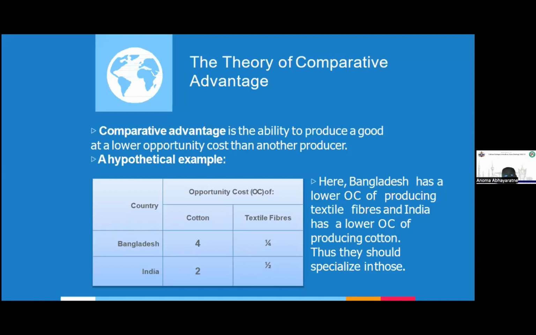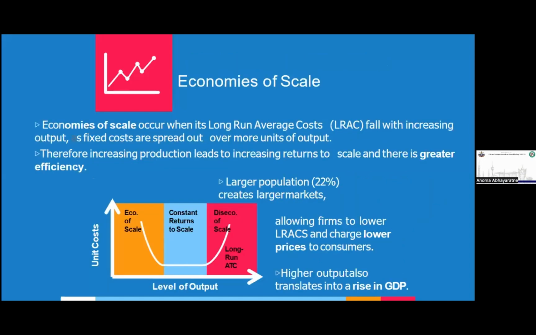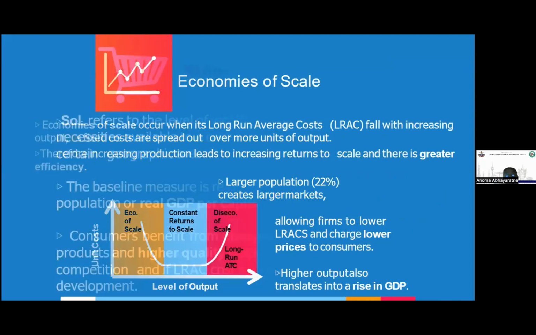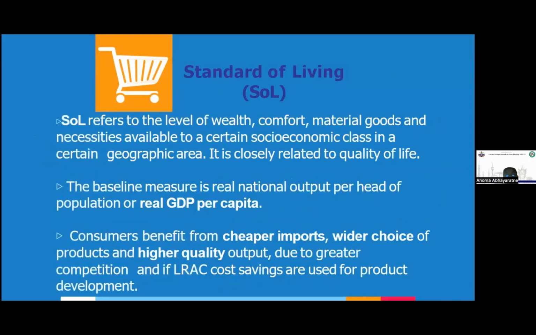This is theory. I'm not going to talk about it. Economies of scale I have already discussed. Standard of living refers to the level of wealth, comfort, material goods and necessities available to a certain socioeconomic class in a certain geographic area. It is closely related to quality of life.